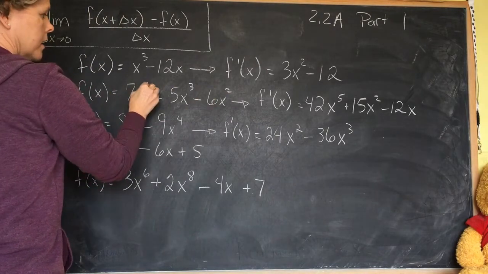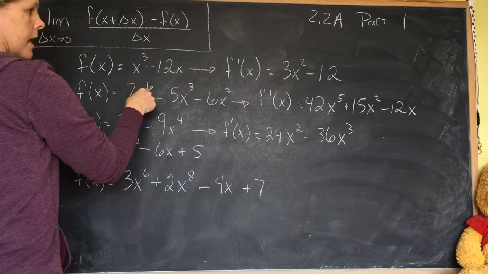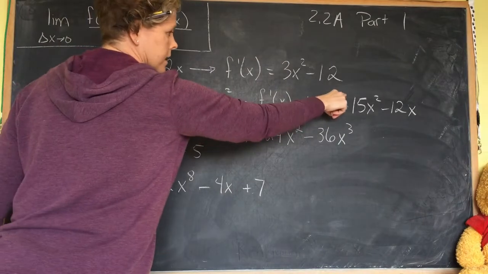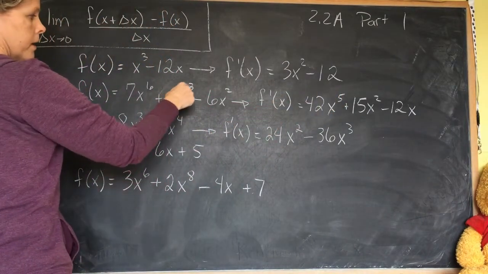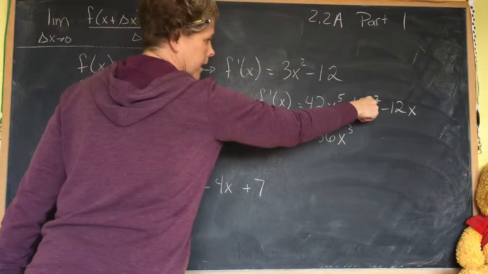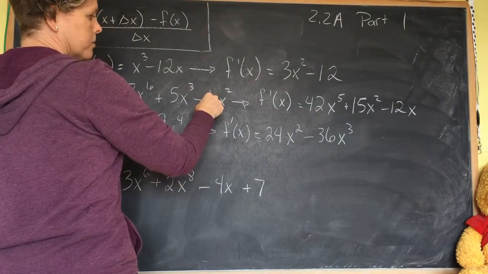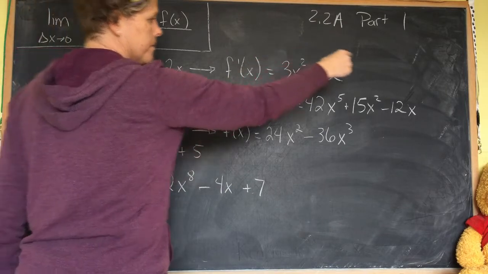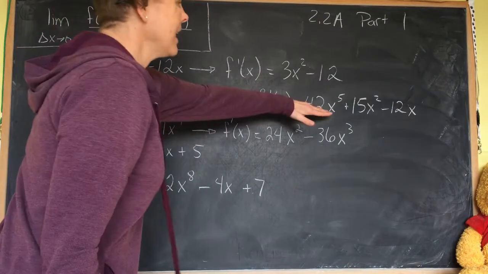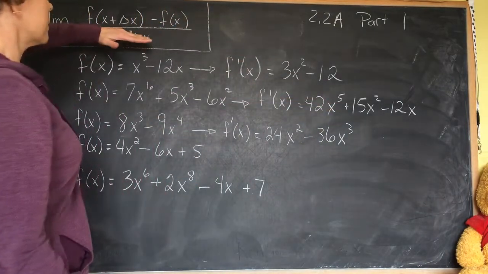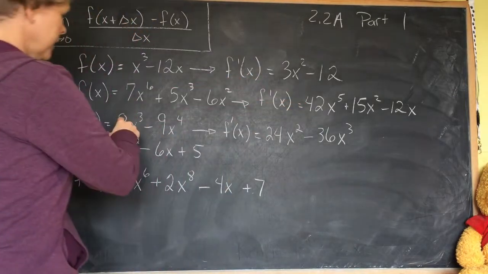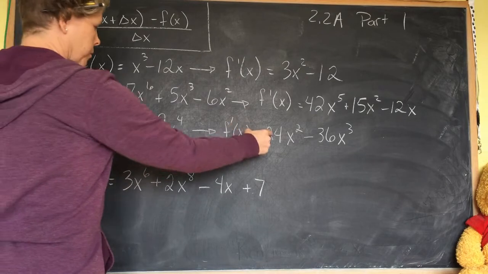Let's look at this one. So I took this 7 times the exponent and got 42, and then I lowered it by 1. So now it's x to the 5th. This one, I multiplied these two together and got 15, and then I lowered the exponent by 1 and got x squared. Here I multiplied 6 times 2 and got 12, and lowered it by 1, so now it's x to the 1st. This is the answer we would have gotten if we used this crazy formula, but look how much faster that is.